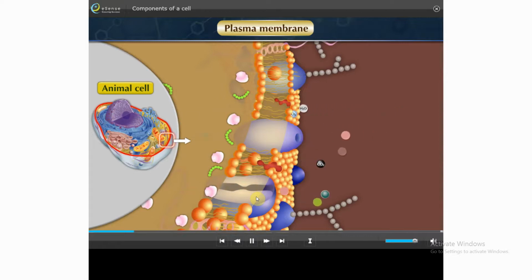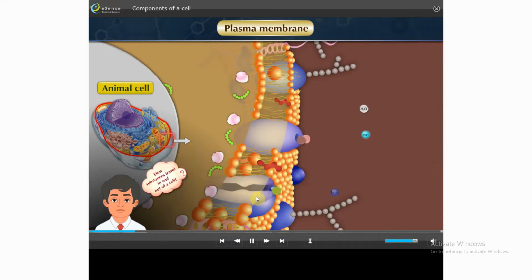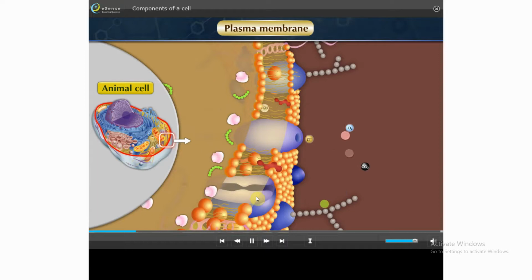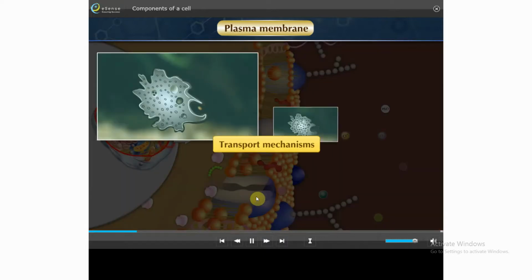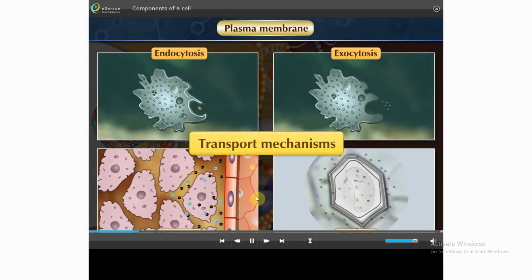Have you ever wondered how substances travel in and out of a cell? Come, let's find out. Substances travel in and out of a cell through various transport mechanisms like endocytosis, exocytosis, diffusion, osmosis, etc. Come, let us learn about these transport mechanisms in brief.